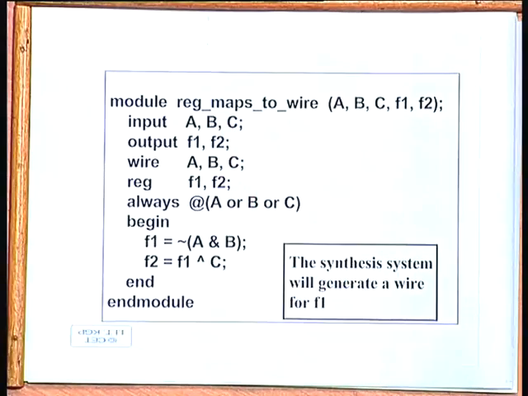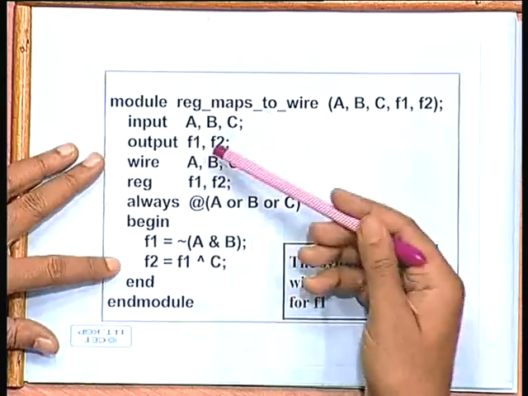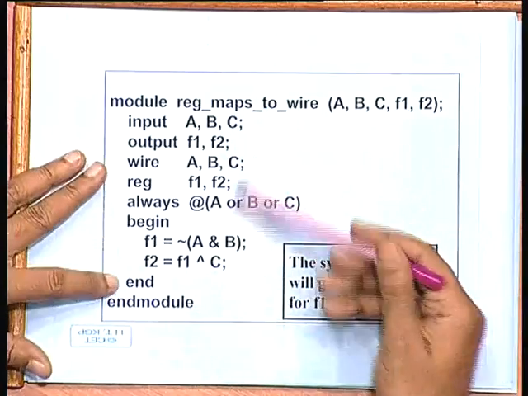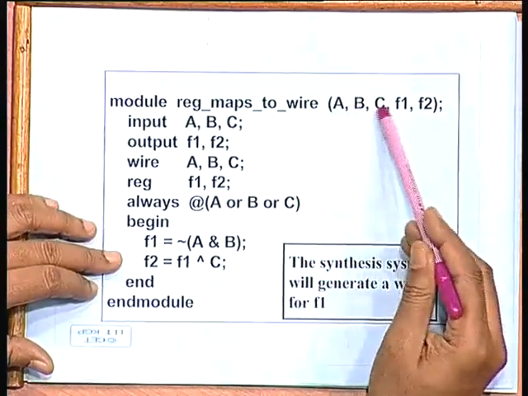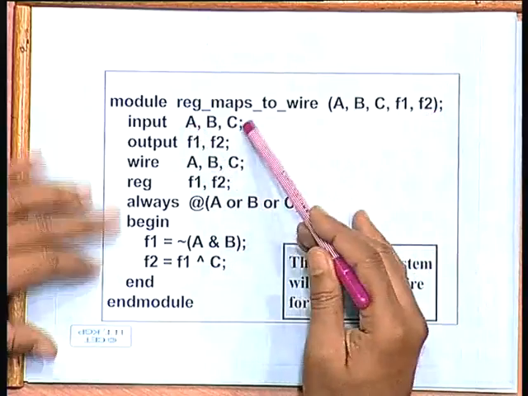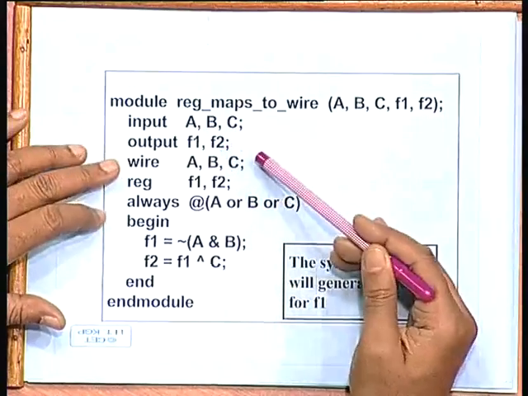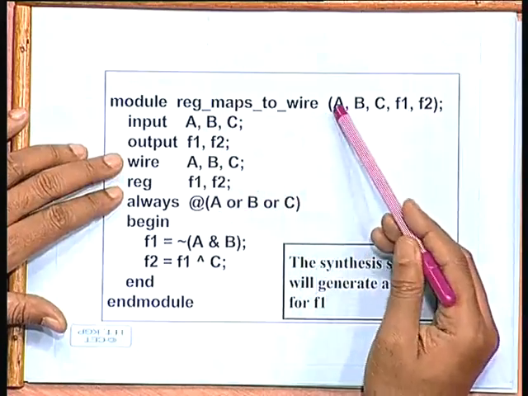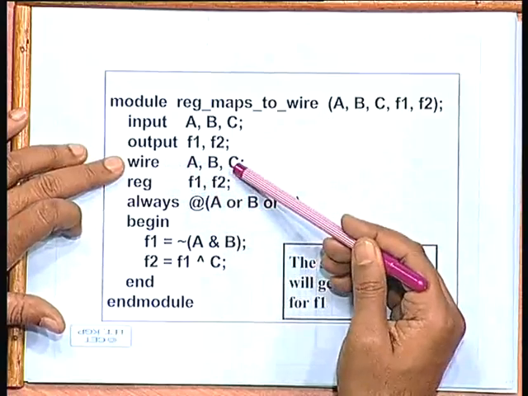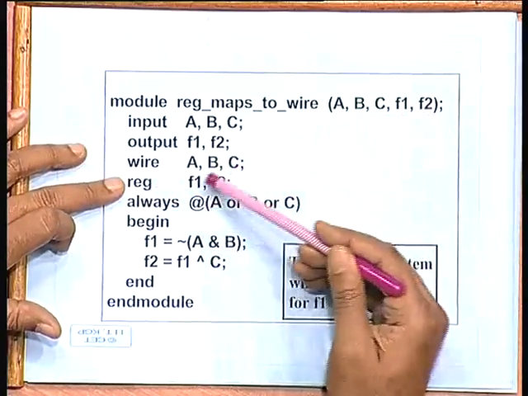Okay, so you look at this description. This is just a dummy example, it does not do anything meaningful. A, B, C, F1, F2 are the parameters, A, B, C are the inputs, F1, F2 are the outputs, and we have defined A, B, C as wires explicitly and F1, F2 as registers explicitly.